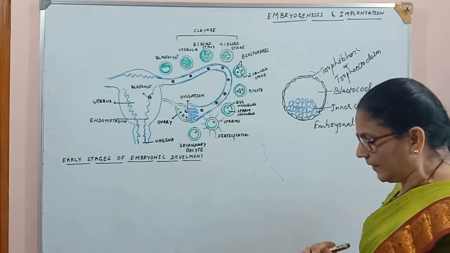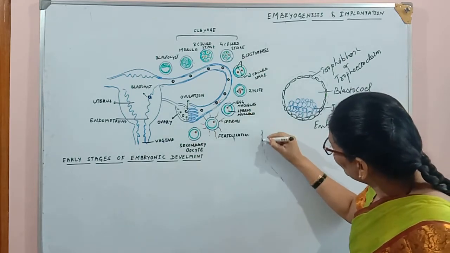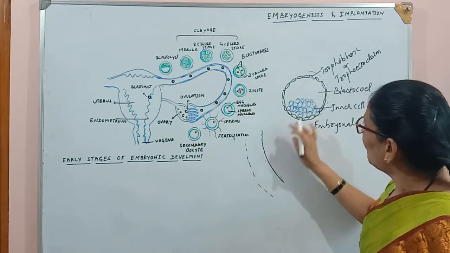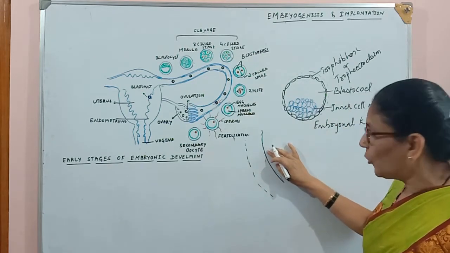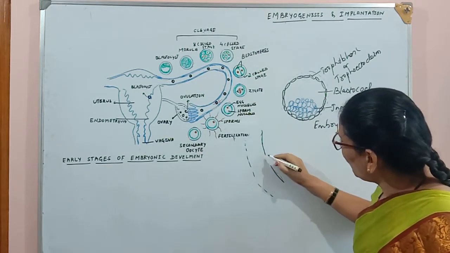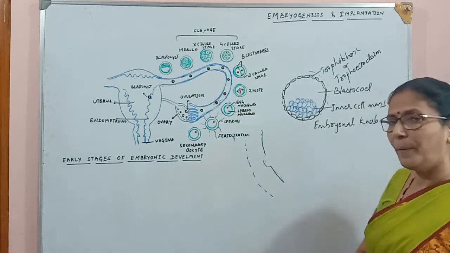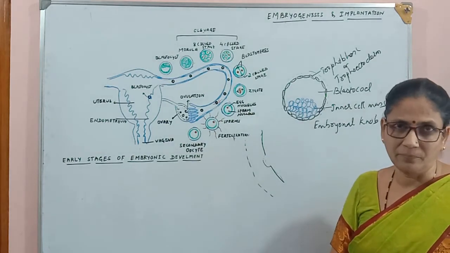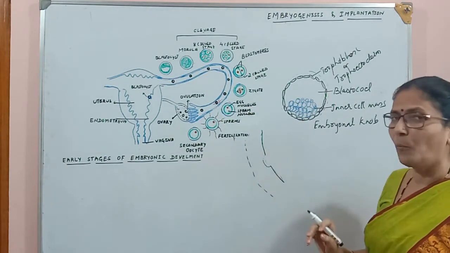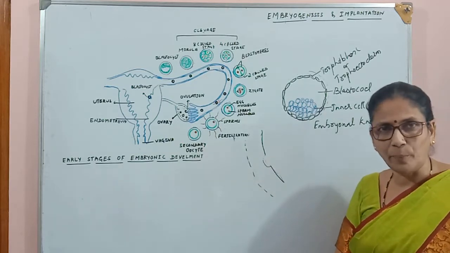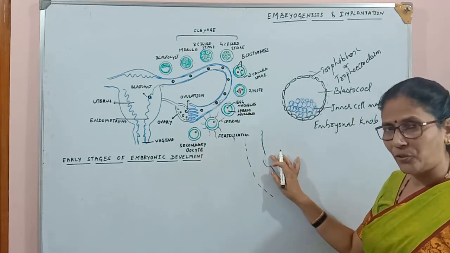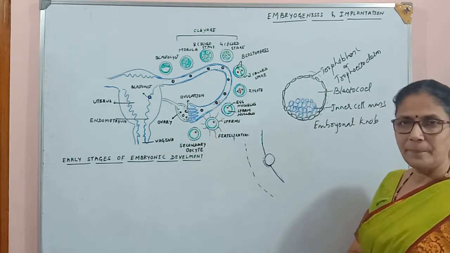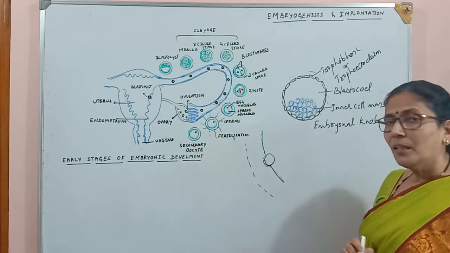So this is the endometrial layer. When the blastocyst arrives on the endometrial layer, a small depression or pit is formed. And this depression or pit is formed by the enzymes secreted by the trophoblast layer. These hydrolytic enzymes secreted by the trophoblast dissolve a certain portion of the endometrium and make a depression or a pit. And the blastocyst occupies this place.